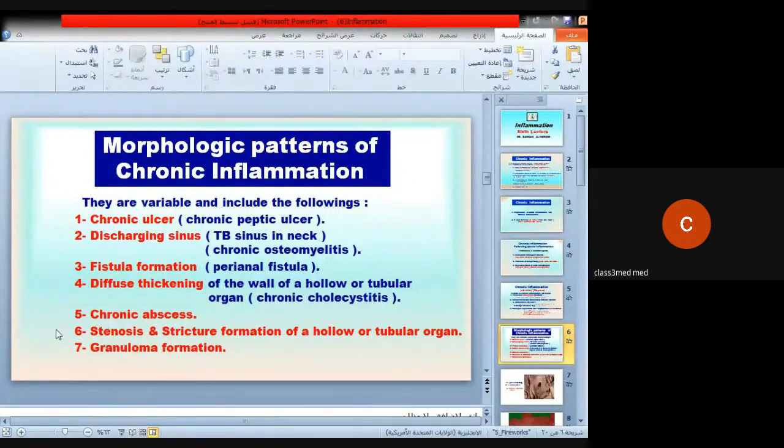And the last feature is granuloma formation. As we said, granuloma formation will be discussed later. Is there any question about the morphology?